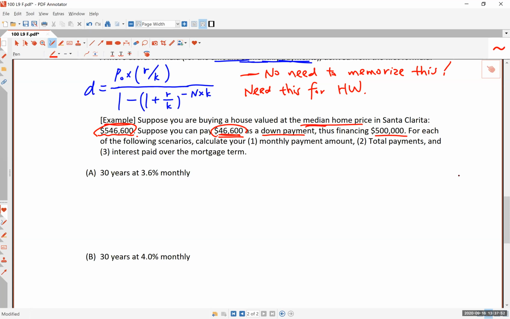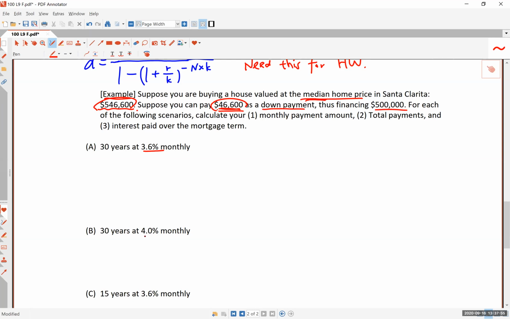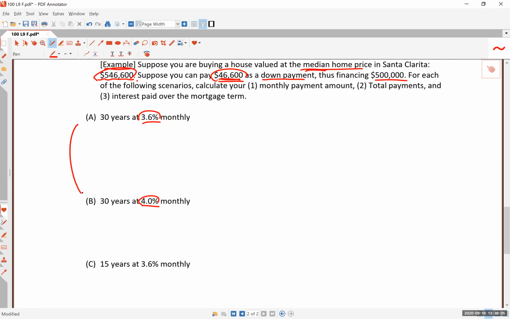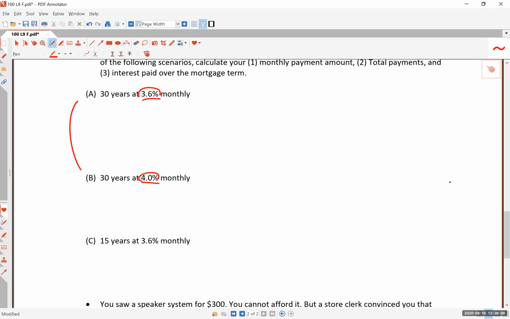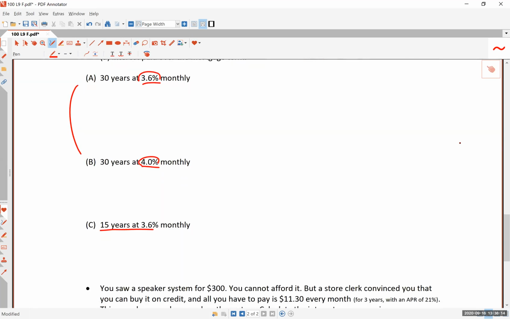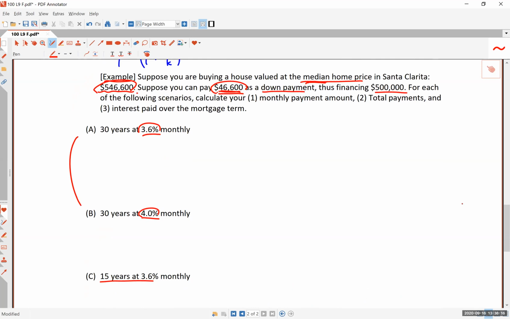For each of the following scenarios, you have 30 years at 3.6%, 30 years at 4.0%. Wow, that's really close, right? I mean, what's the difference between these two? The answer is only 0.4% difference. And hopefully you will see a huge difference, because that's the point I'm trying to make, that the percentage point actually does make a huge difference. And then how about 15 years at 3.6% monthly? For each of these, I want you to calculate the monthly payment amount, and then the total amount you pay over the term of the mortgage, and then the interest paid over the mortgage, all right?